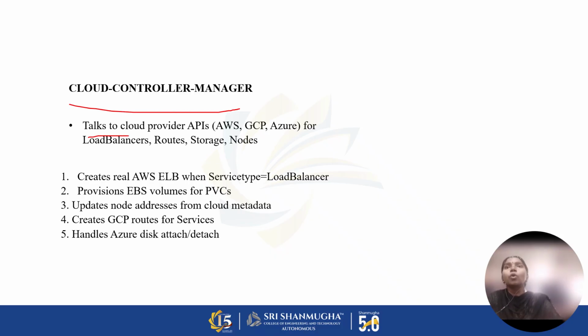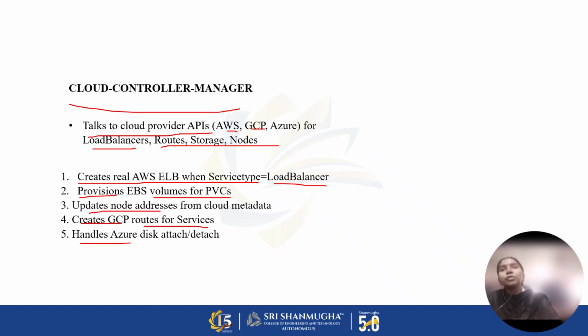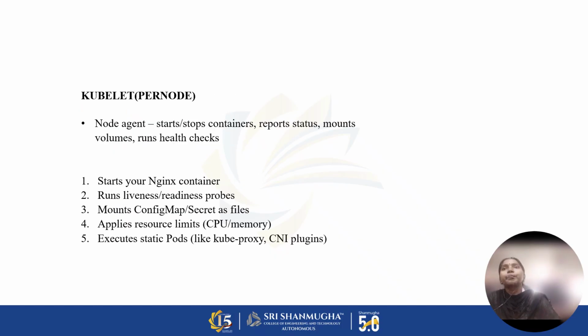talks to cloud provider APIs like AWS, Amazon Web Services, GCP, Google Cloud Platform, and Azure for load balancers, routes, and storage. Users create a real AWS LB when the service type is LoadBalancer, and similarly it provisions EBS volumes for PVCs. It updates node addresses from cloud metadata and creates GCP routes for services. It handles Azure disk attach and detach. And kubelet, per node.